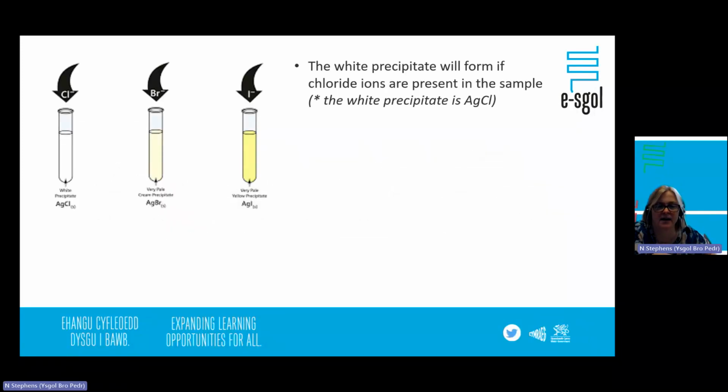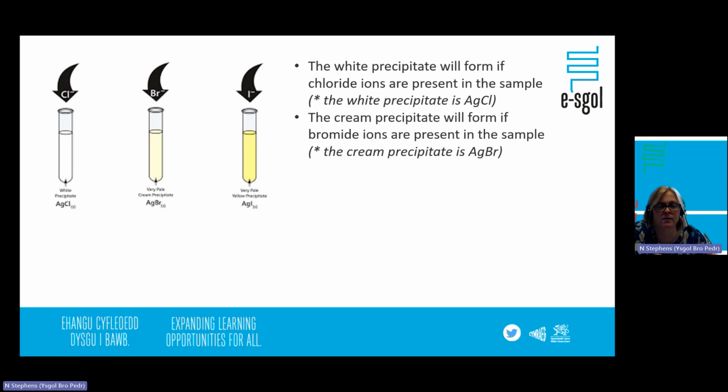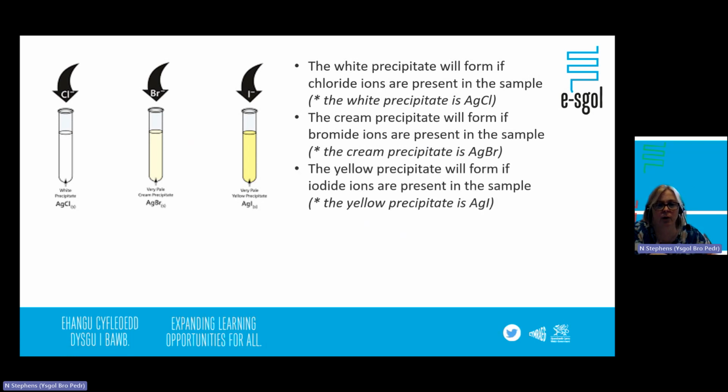Okay, so the white precipitate, as I'm hoping you're aware, would be silver chloride, AgCl, which is insoluble. The cream one, silver bromide, and the yellow one would be silver iodide, of course.